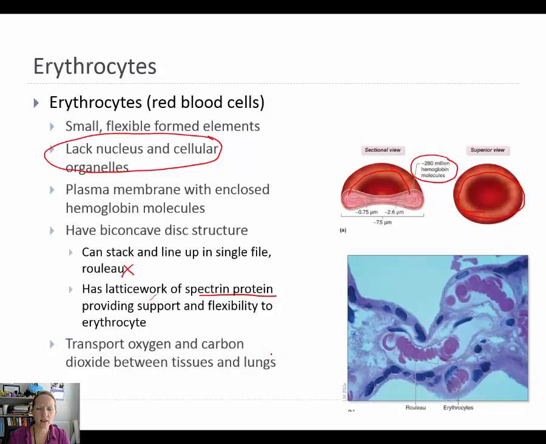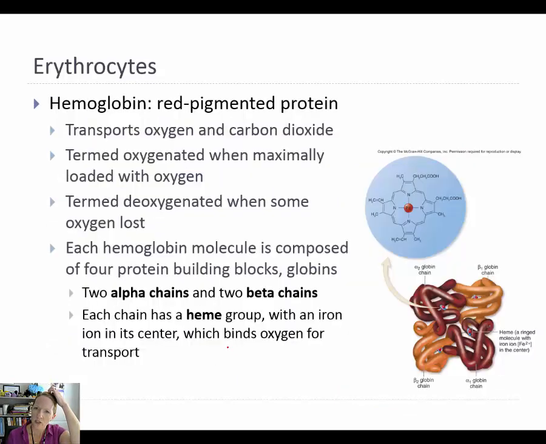So let's take a look at a little bit more about this coloration, because remember it talked about how red blood cells really are going to be the reason why our blood is going to be that red coloration. And we're also going to talk about where the oxygen comes from as well. So the hemoglobin is a red pigmented protein. That is going to be specifically where we get the color. So let's take a look at the structure of hemoglobin.